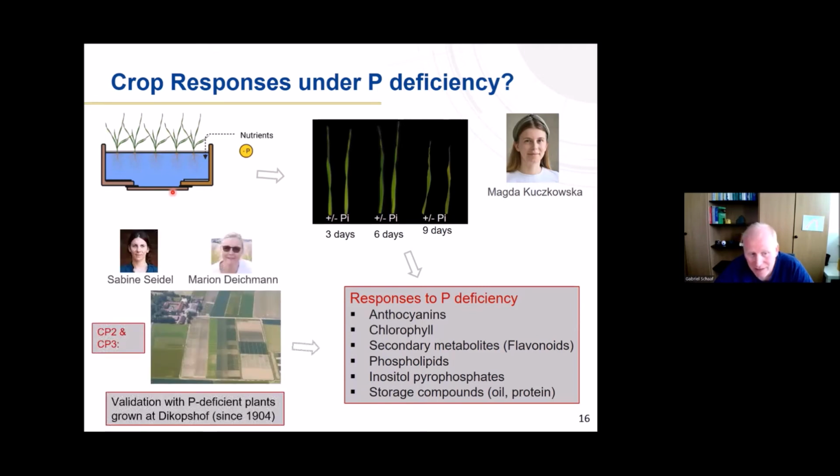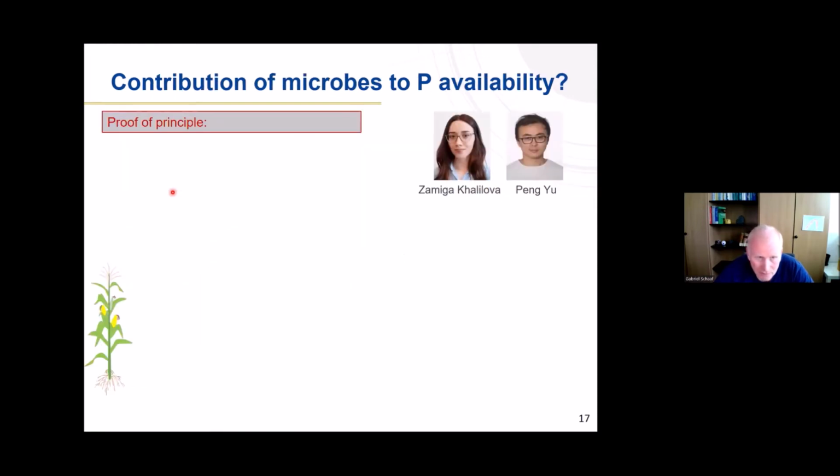And this will be then validated, of course, by experiments that we have in Dikopshof, where we also have this long-term fertilizer experiment with phosphate-deficient plants. And samples already have been stored for this and harvested some time ago. And now they can also go in this pipeline to validate if these changes we see in hydroponics also replicate under field conditions.